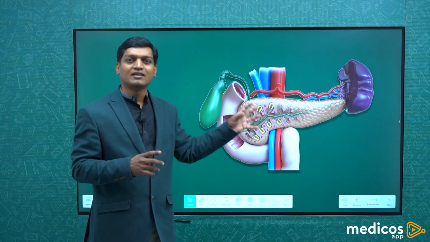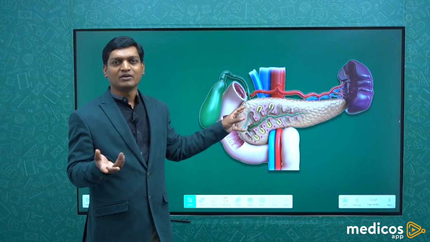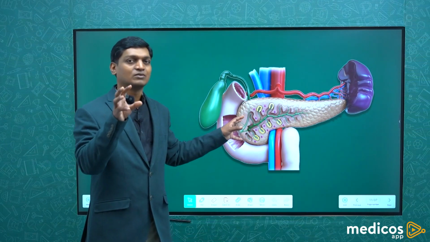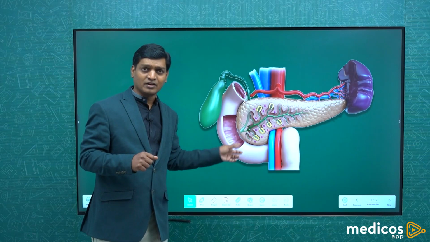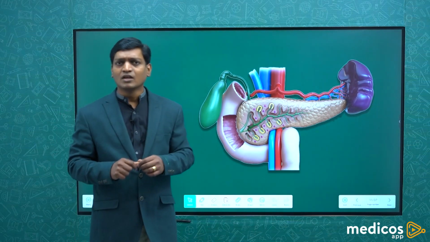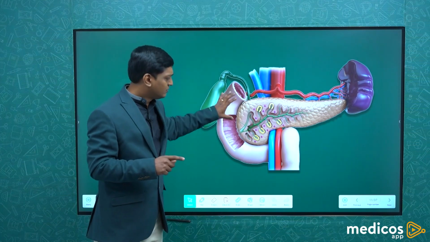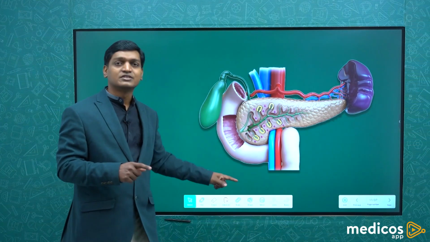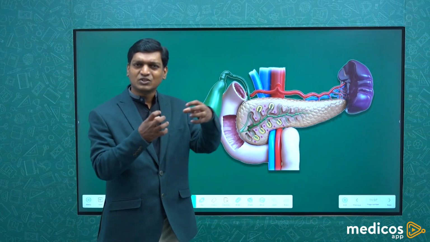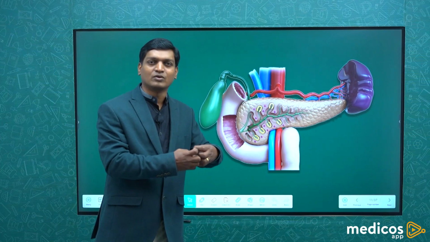And what is the clinical application of those things? If it gets blocked, what will happen? So that thing you have to concentrate on. Blood supply, nerve supply, lymphatic drainage also important. Why? Because during development, till the opening of the hepatopancreatic duct, this proximal portion is developed from foregut and the distal portion is developed from midgut. So it's a junction between the foregut and the midgut. So it is a highly important topic.